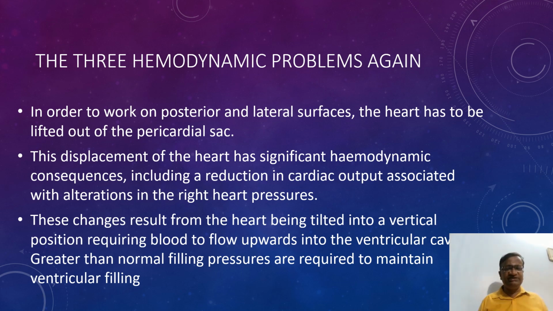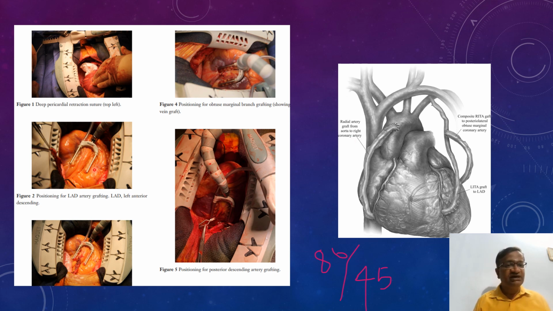So there are three problems. Now we see, if you want to work on the posterior and lateral surface, the heart has to be lifted up and paralyzed. This displacement can have significant cardiac effects. That is what I told again. Sometimes we need a vertical position. So sometimes the right atrial pressures are higher, because the left atrial pressures may be high, because the heart becomes like this. Now you see here, every pericardial retraction suture, obtuse marginal, how the heart is rotated, OPDA, how the heart is rotated, plain LAD, the heart is there. So these positions, sometimes if you do like this, the BP will be 80/40.